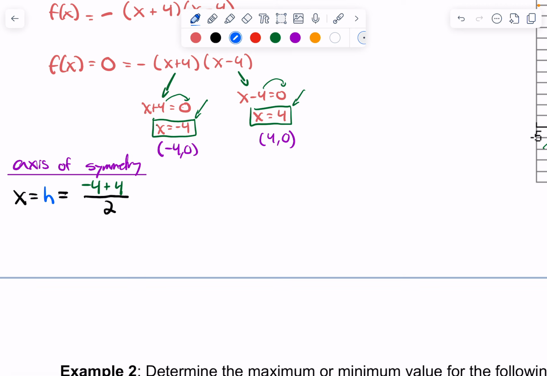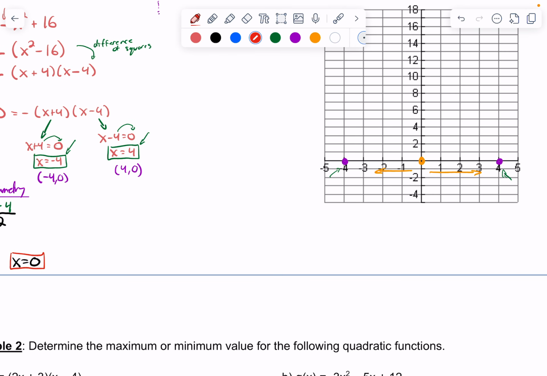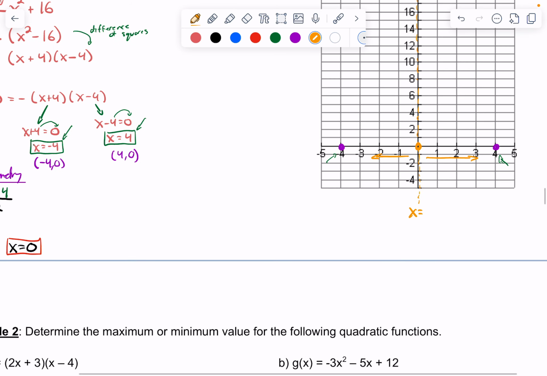Well, h equals -4 plus 4, that's 0. Divide that by 2, and you get h equaling 0. Or your equation of the axis of symmetry is x equals 0. And that makes sense. We did it over here on the graph, right? That means we have a dotted line like this going through the point at x equals 0. This has an equation, x equals 0.